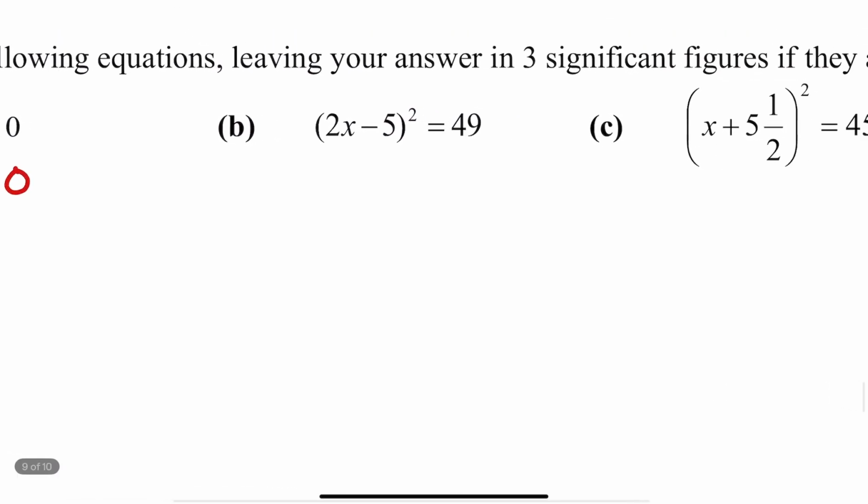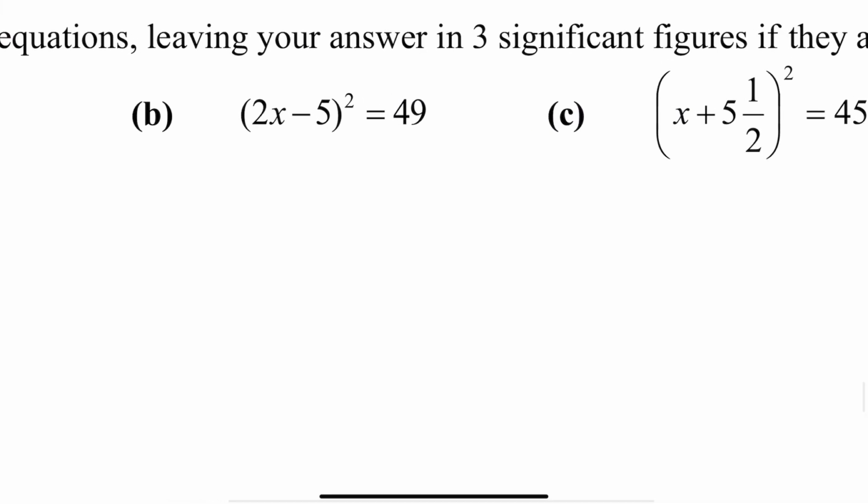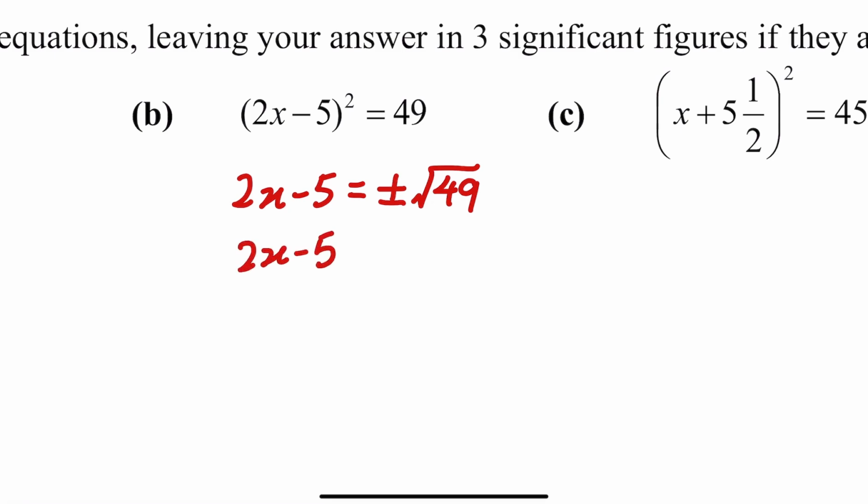Okay, next part B. I have 2x minus 5, the whole thing square equals 49. Therefore, I want to get rid of the square. I take square root. 2x minus 5 is equal to, remember, when I take square of an unknown like this, right side should have plus minus square root 49. Okay, then I work it out step by step. 2x minus 5 equals to plus minus square root 49 is equal to 7.